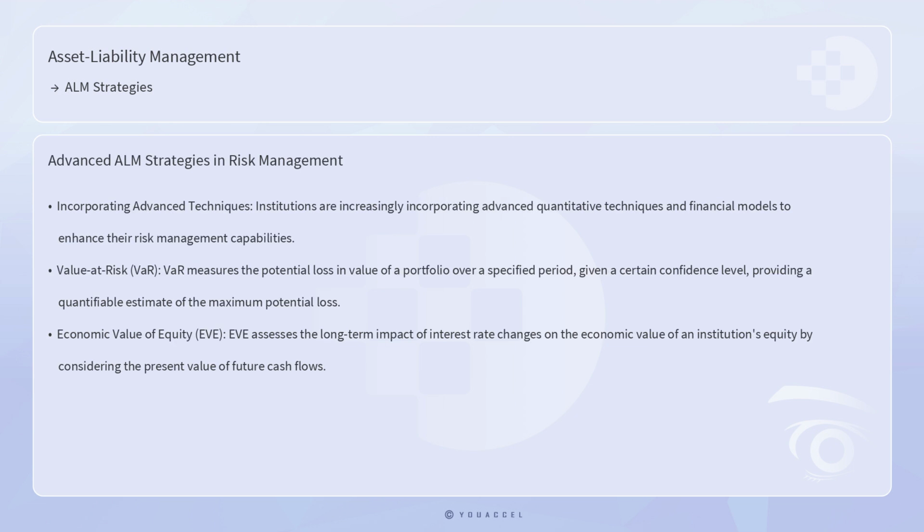In addition to traditional ALM strategies, institutions are increasingly incorporating advanced quantitative techniques and financial models to enhance their risk management capabilities. Value at risk and economic value of equity are two such models widely used in ALM. VaR measures the potential loss in value of a portfolio over a specified period, given a certain confidence level. It provides a quantifiable estimate of the maximum potential loss, helping institutions manage their overall risk exposure.